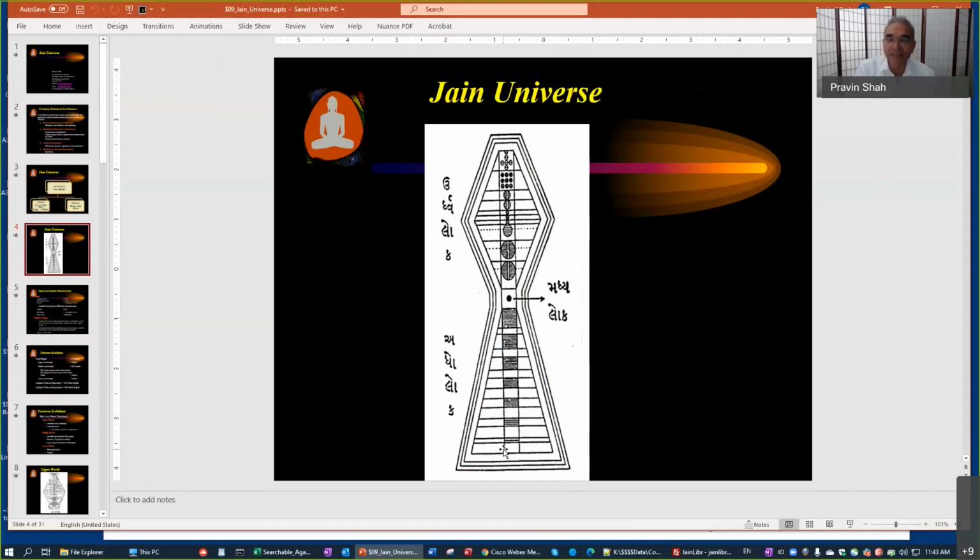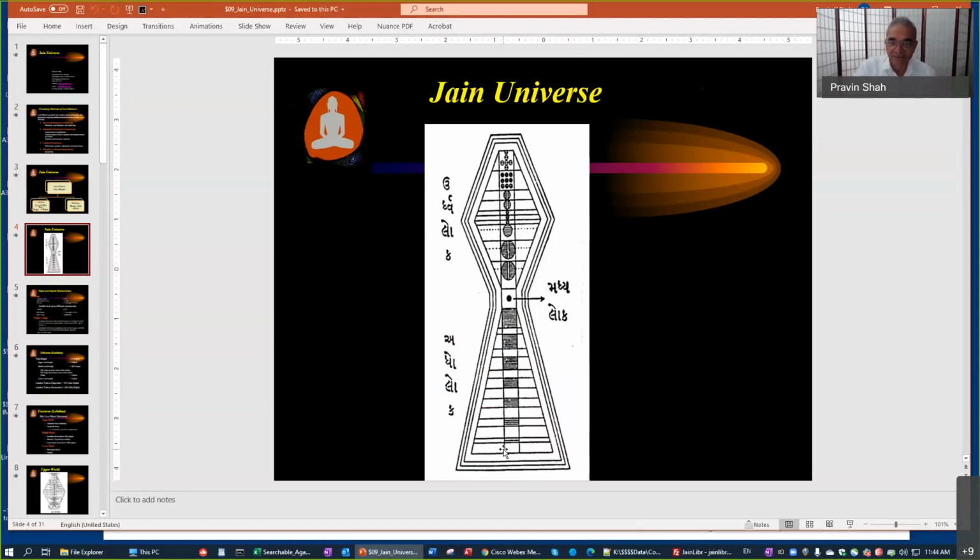The non-movable living beings, which have one sense, are anywhere, including the Thrust Nadi and every other place. One-sense living beings exist everywhere within the Lokakash. Outside the Lokakash, nothing. It is empty space, empty void space.